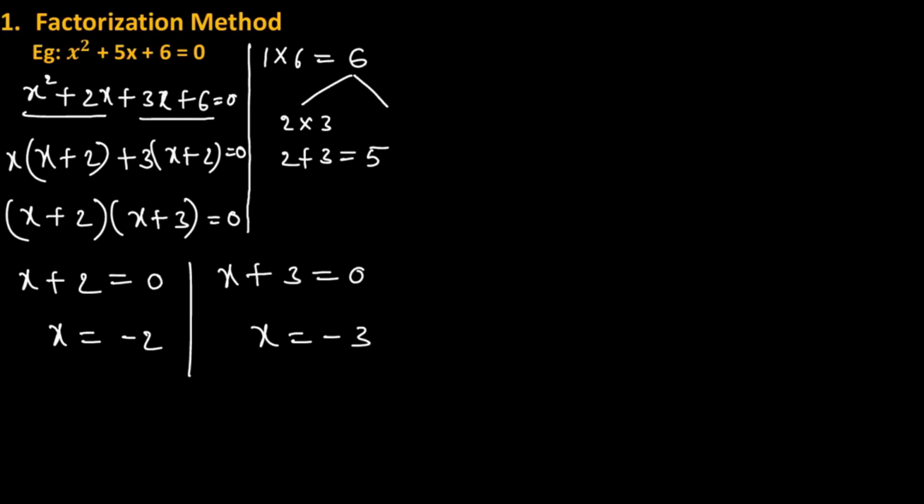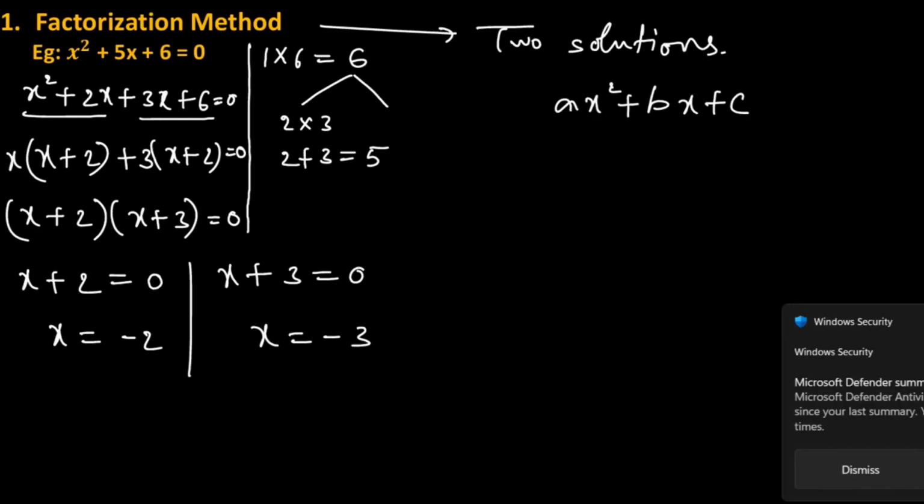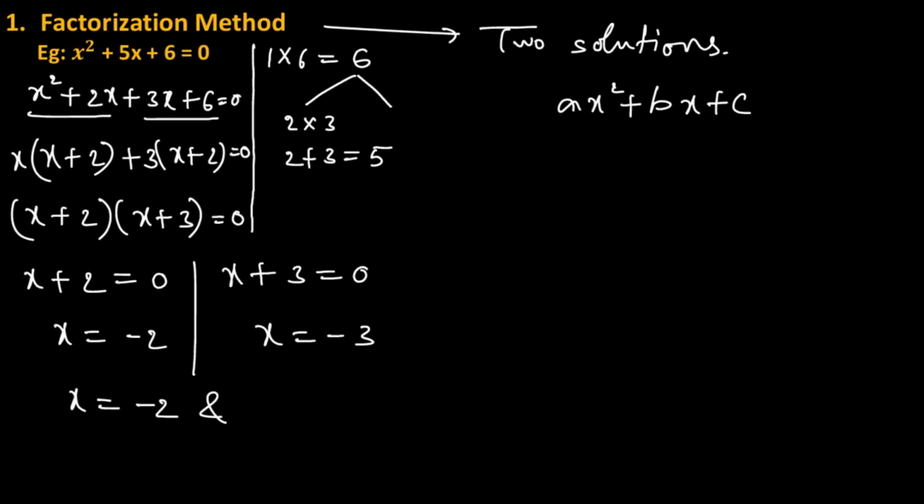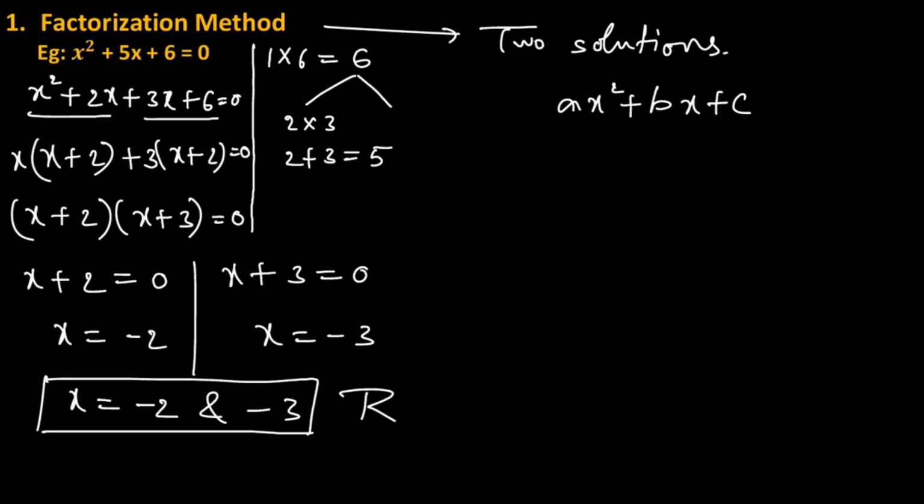A quadratic equation definitely has two solutions, in the form of ax square plus bx plus c, right? So here x is equal to minus 2 and x is equal to minus 3. These two are the roots of this equation. We call these the roots of x square plus 5x plus 6 is equal to 0. This is our first method. By using this method, we can solve the given quadratic equation.